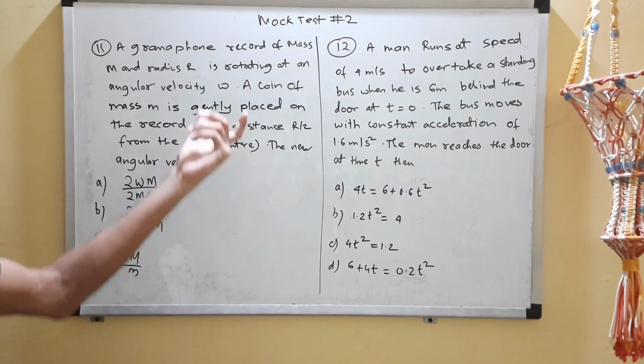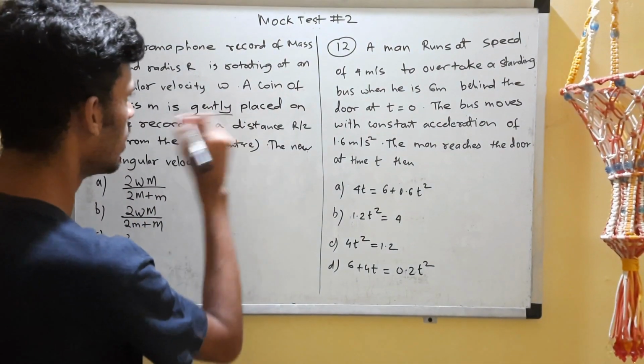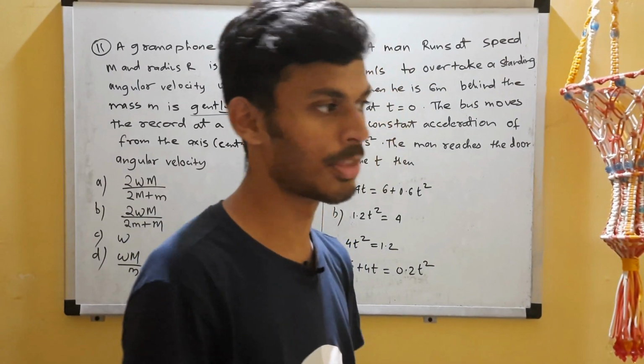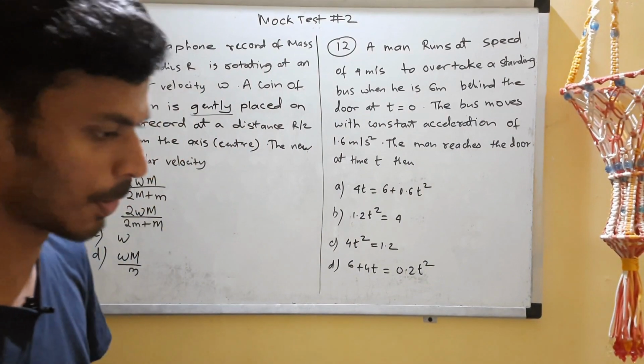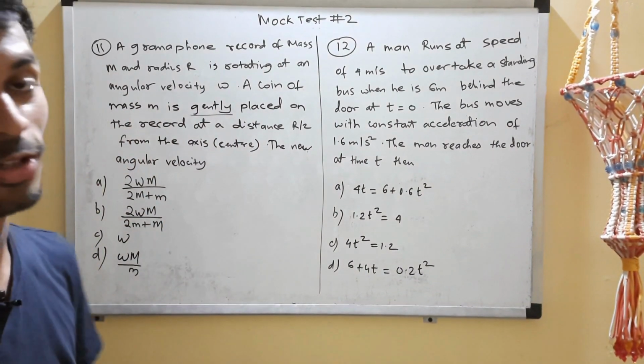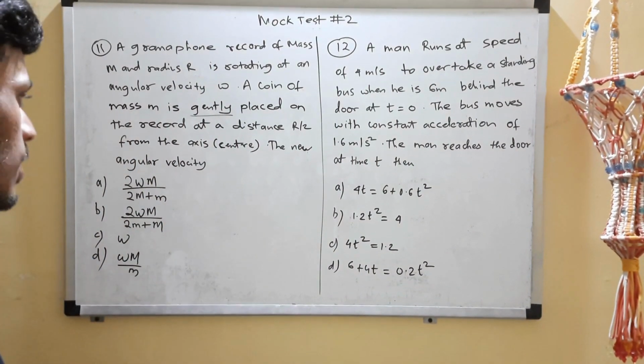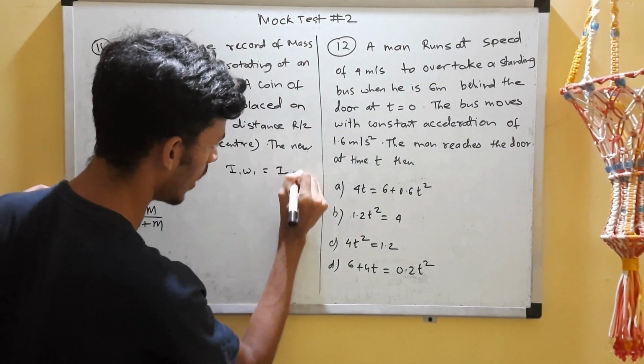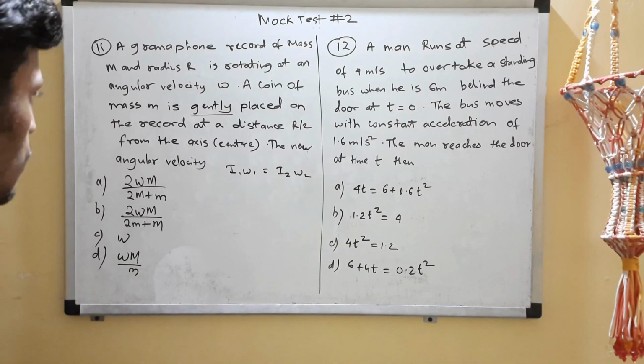And you get a clue over here. The coin is placed gently. So here we are supposed to apply the conservation of angular momentum. Gently means no external torque was applied. So I1 omega 1, that is the thing that we are supposed to do. I1 omega 1 is equal to I2 omega 2.